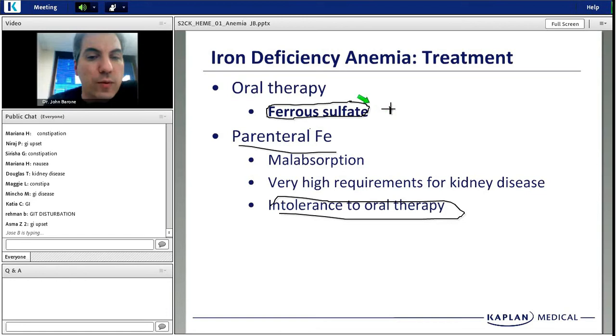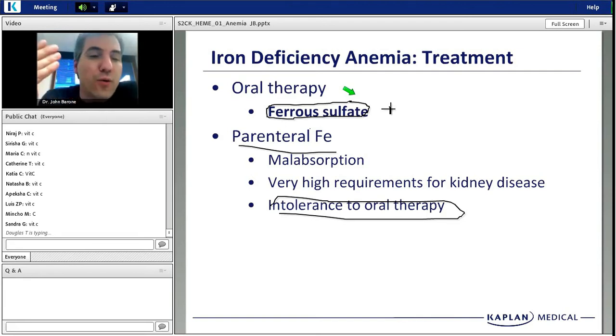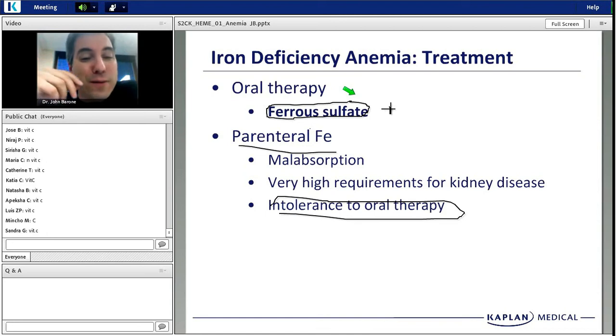What might you want to add when you give oral iron? If they may have some proton pump inhibitors on board, you might want to give some ascorbic acid. Let's give some vitamin C because that will help with the absorption. So ascorbic acid, vitamin C with it. You do that if they had low iron plus low acid, so somebody on a proton pump inhibitor.